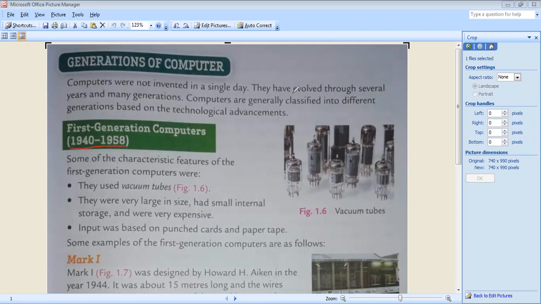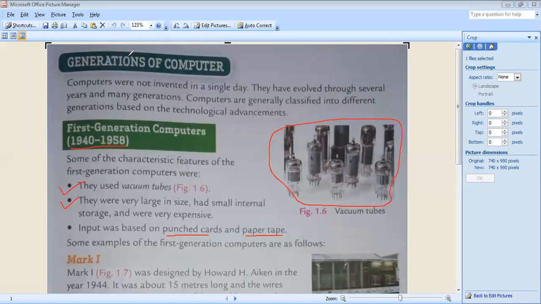Some of the characteristic features of the first generation computers were they used vacuum tubes, as you can see in this figure. They were very large in size and input was based on punch cards and paper tape, not through keyboard and mouse that we are using today. Some of the examples of first generation computers are as follows.